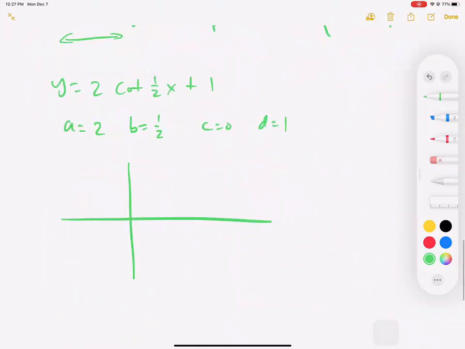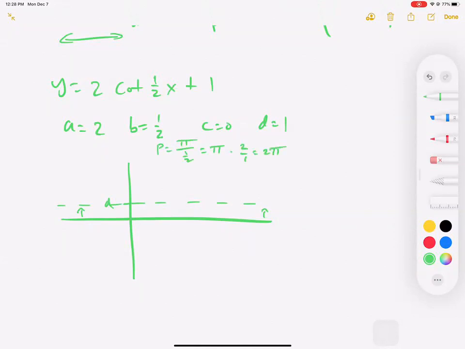Graphing, starting off with D. Here's my D value, which is going to be 1. So we know we raise the graph up by 1. What is my period for this? Why don't you come up and try to come up with the period? Is the period 2 pi or is it pi for cotangent? For cotangent, it's pi over 1/2, multiplied by the reciprocal. Pi times 2 over 1 is 2 pi.